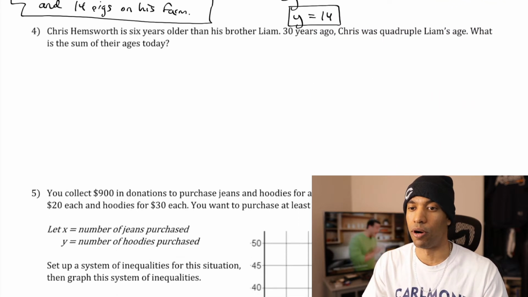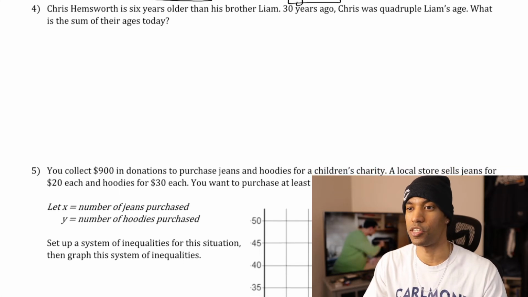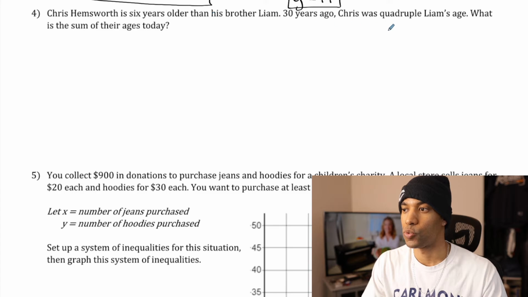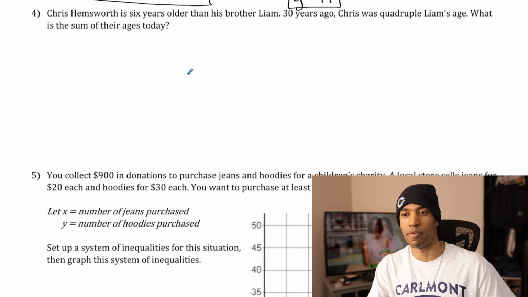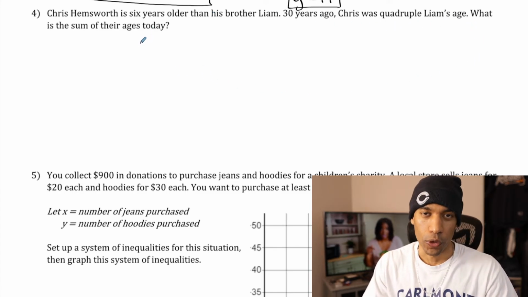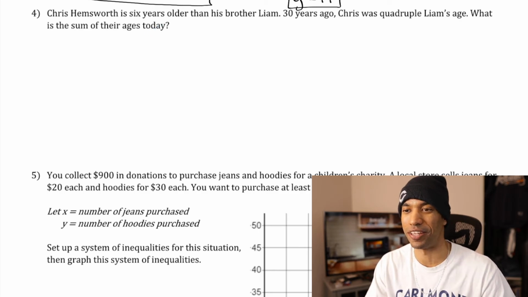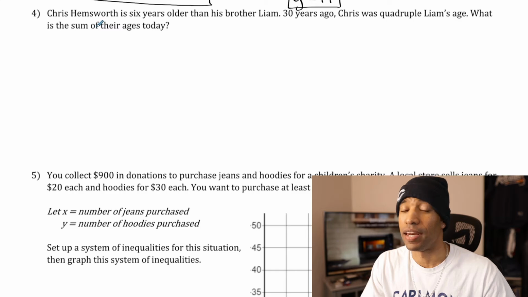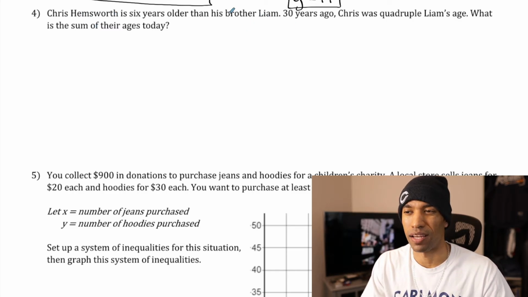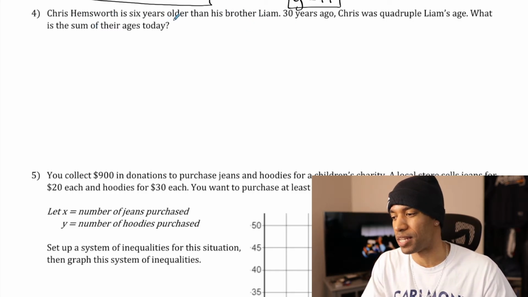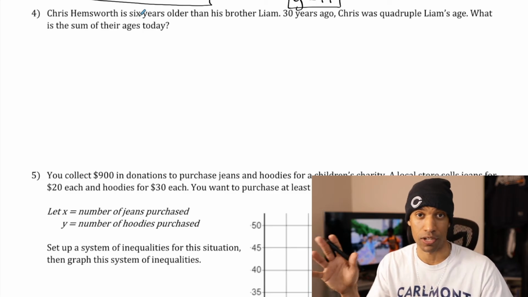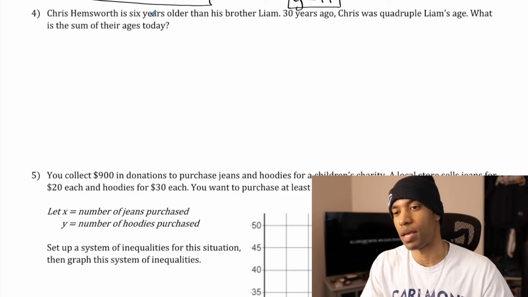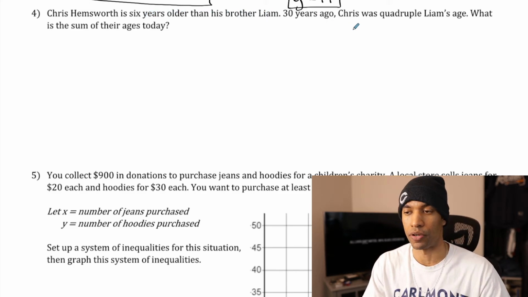All right, number 4. Chris Hemsworth is 6 years older than his brother Liam. 30 years ago, Chris was quadruple Liam's age. What is the sum of their ages today? No looking it up. Solve this algebraically here. I had to look it up to come up with the problem. One of them had a birthday about 10 days ago or so, and this is accurate as of January 24th.